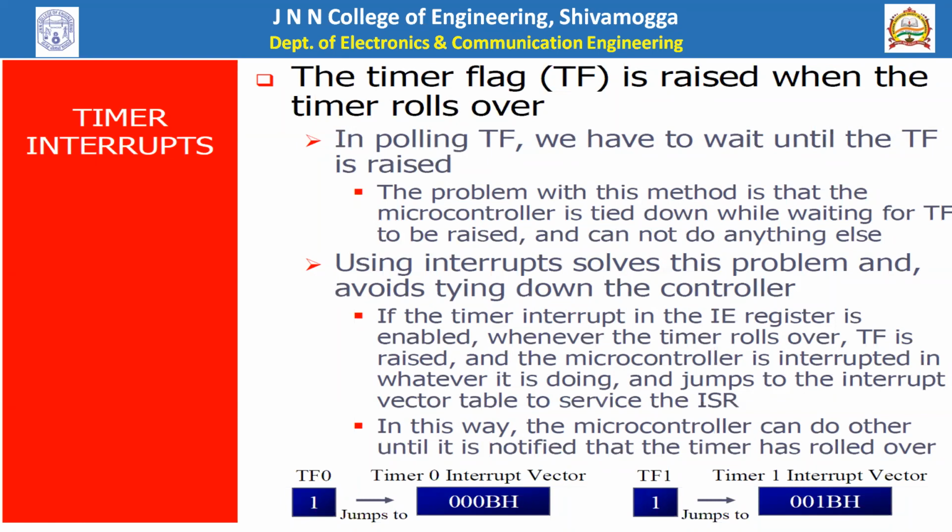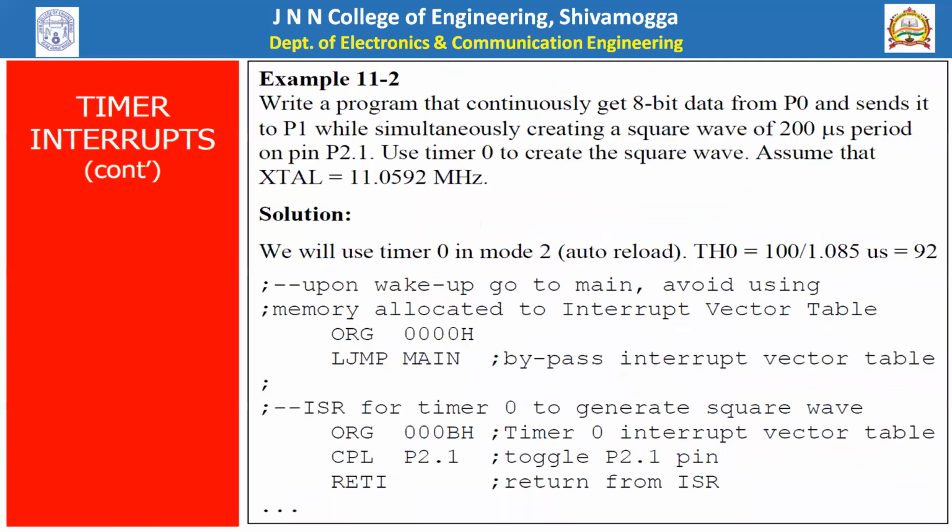Here, until TF is equal to 0, don't do anything. Wait there only. So the microcontroller is simply wasting its time. To avoid that, what can you do? You can enable the particular bit in the IE register so that whenever the timer rolls over, the microcontroller is automatically interrupted. So this is how the timer flag can be configured using interrupts.